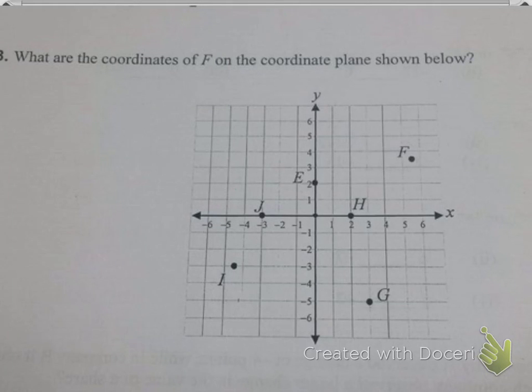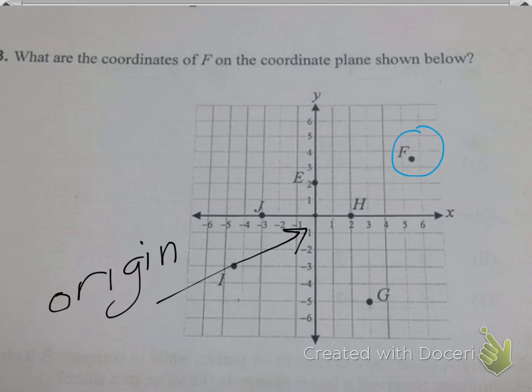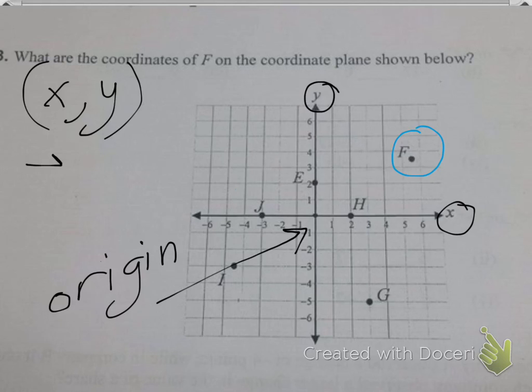Okay, for number 13, they want to know the coordinates of F on the coordinate plane. F is right here. So what we're going to do is we're always going to start in the middle here, which is called the origin. And we start at the origin, and then we're going to move over. Notice this is X and this is Y. So these are the ordered pair. X first, then Y. So X always goes across, and Y always goes up or down.